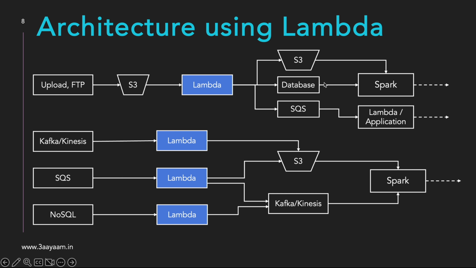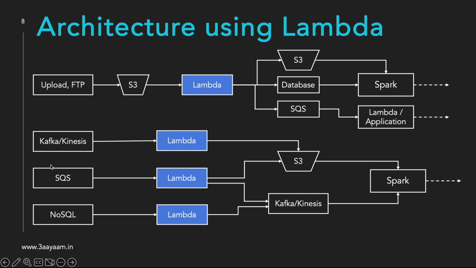For the downstream applications, Spark can read records from S3 or database and then continue the entire data engineering pipeline. In the second case, for SQS, there can be another Lambda function or an application which would read records from SQS and might send it to S3 or database, and then Spark can come in and read the records from there and continue the data engineering pipeline. So you see, Lambda sits mostly at the beginning of the data engineering pipeline.